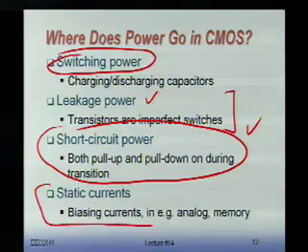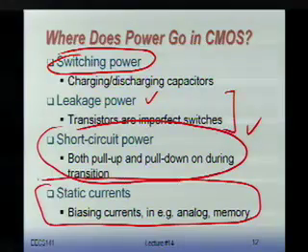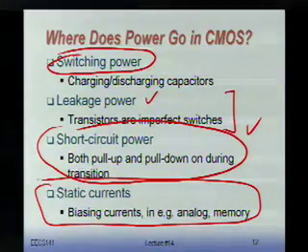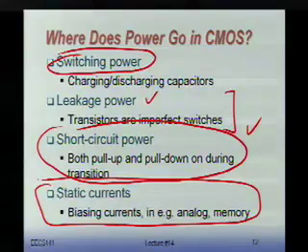Finally, there's a last source of power dissipation in CMOS, which is static currents. Like in analog, if you have an analog circuit, you need bias currents. Every amplifier needs to be biased. Bias currents are DC currents. They always flow, which means that amplifier is going to consume power continuously, even though it doesn't amplify anything.